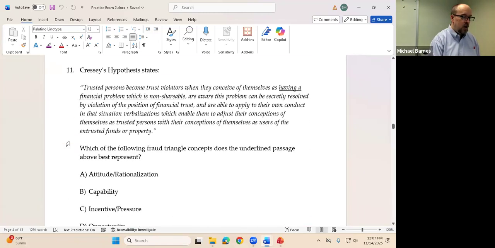All right. Cressey's hypothesis states trusted persons become trust violators when they conceive of themselves as having a financial problem which is non-shareable. So say, for example, that you spent a lot of money on, what would be an example, AYCD last night. Okay, so that's a good example.